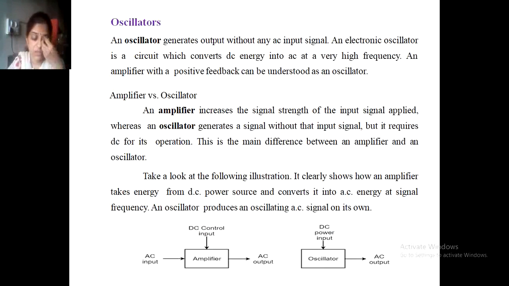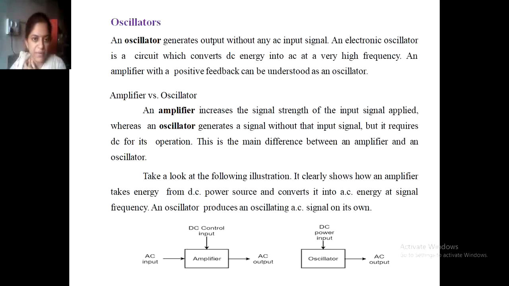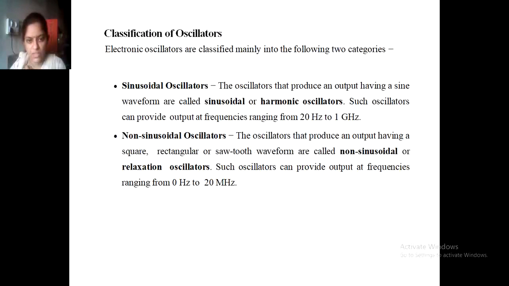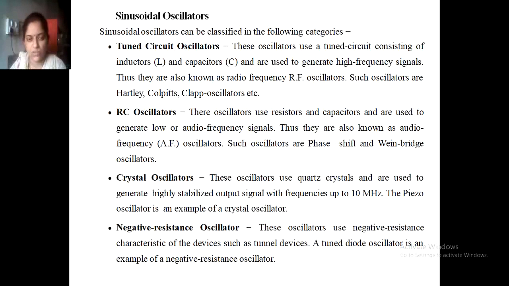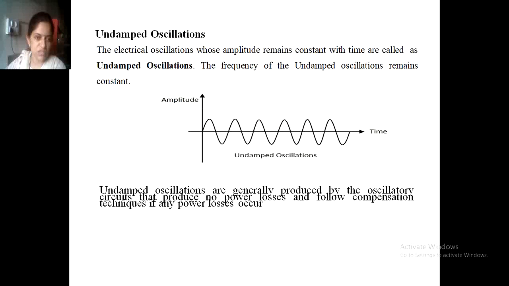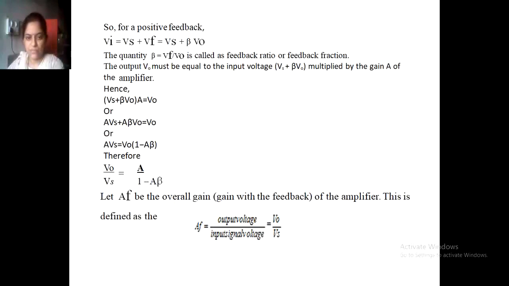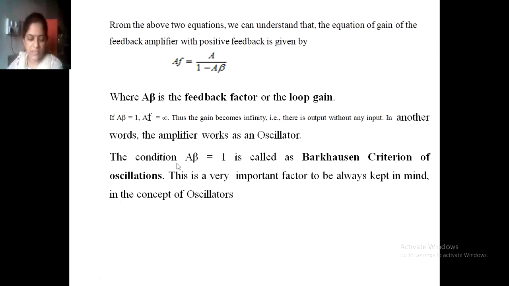Oscillators: what is meant by oscillators? Then oscillators versus amplifier, oscillator versus alternator. Then what are sinusoidal oscillators? What is the nature of sinusoidal oscillation? Then we saw the Barkhausen criteria, which says that the product of the amplifier gain and the feedback factor is equal to 1.